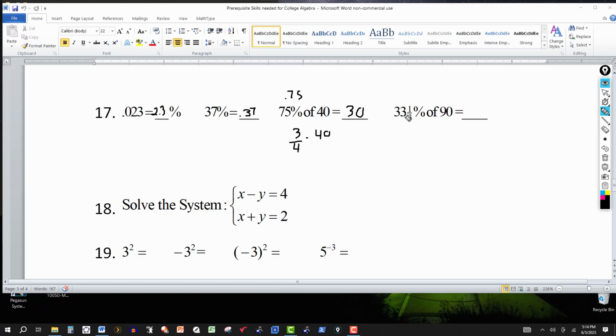Now sometimes you'll see 33 and 1/3%. That's just 1/3. So 1/3 of 90 is 30. So you should know a little bit of what a percent is, how to convert it to a decimal, how to take a decimal, convert it to a percent, and so on.